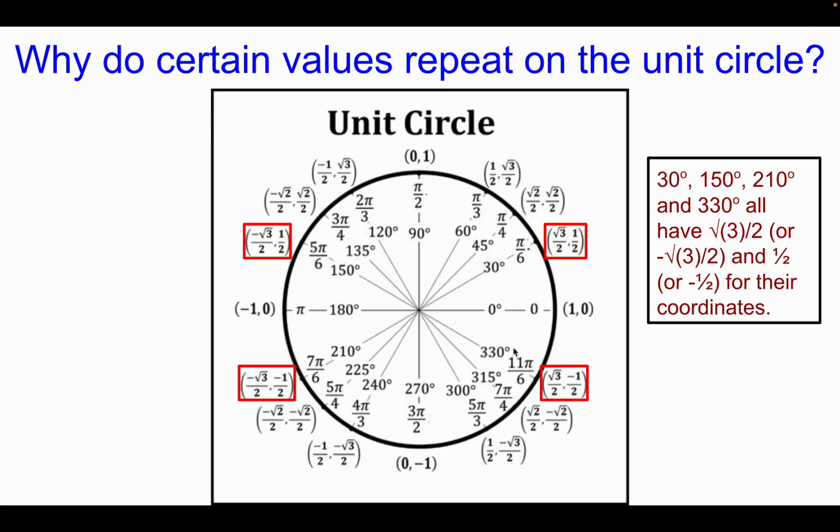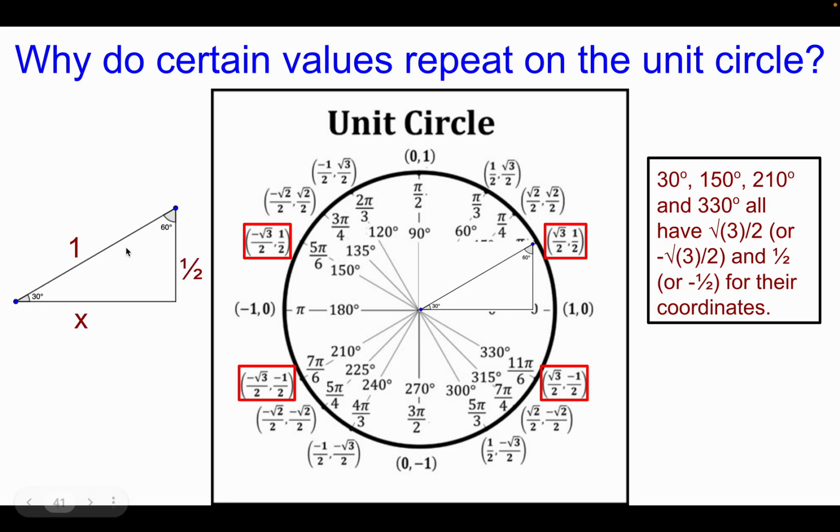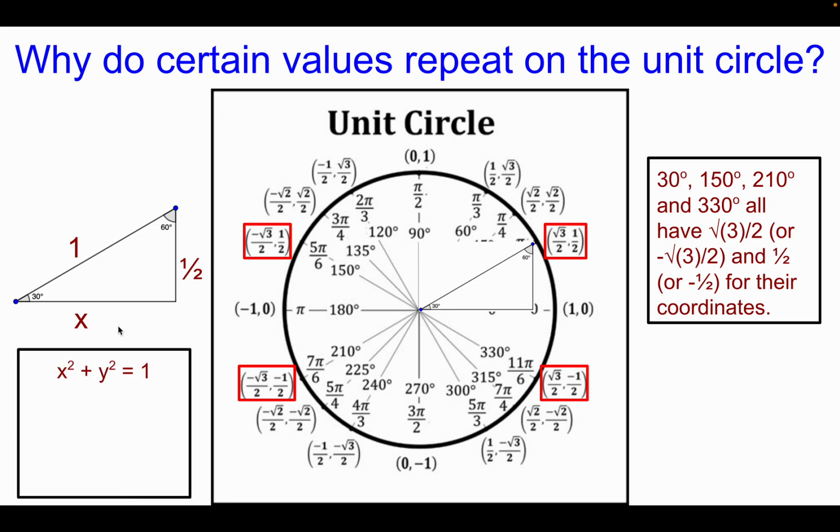Okay, let's put that on our unit circle right here, at 30 degrees. Now let's set it over here. Again, the hypotenuse is 1 because that's the radius of the circle. This is 1/2 because we cut that equilateral triangle in half. And this is x. This is what we're going to solve for. Again, we're going to use Pythagorean theorem. X squared plus y squared equals 1. X squared plus 1/2 squared equals 1. X squared plus 1/4 equals 1, because 1/2 squared is 1/4.